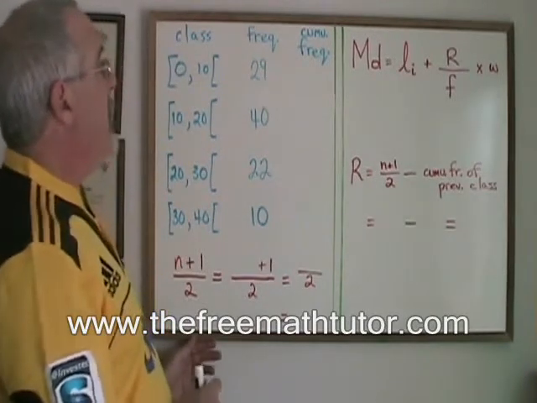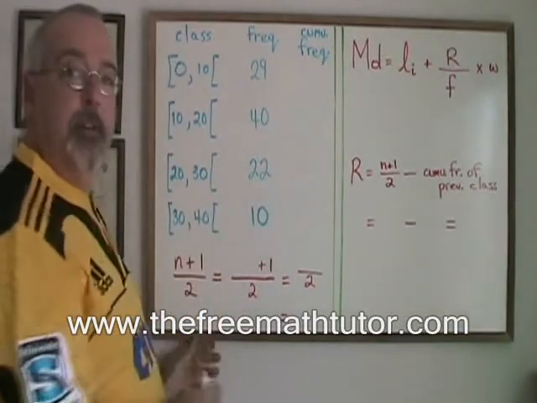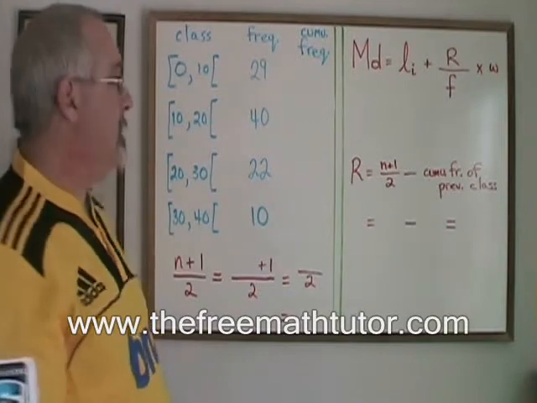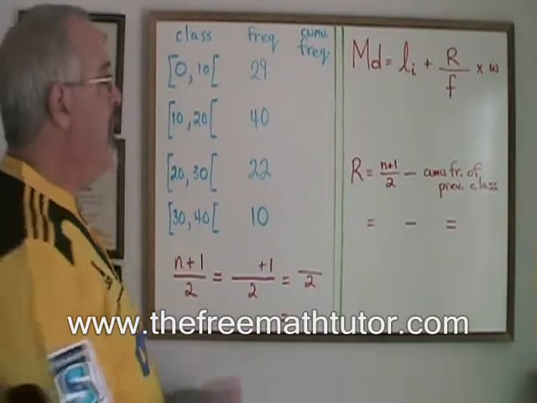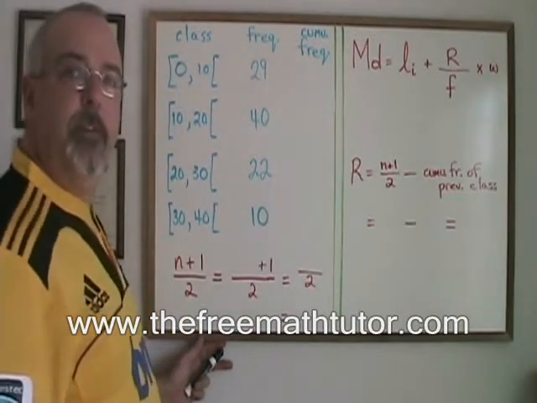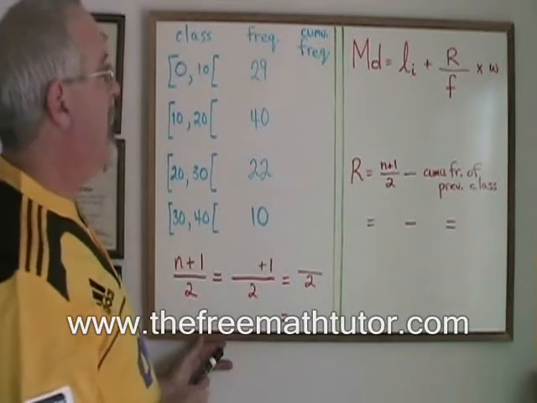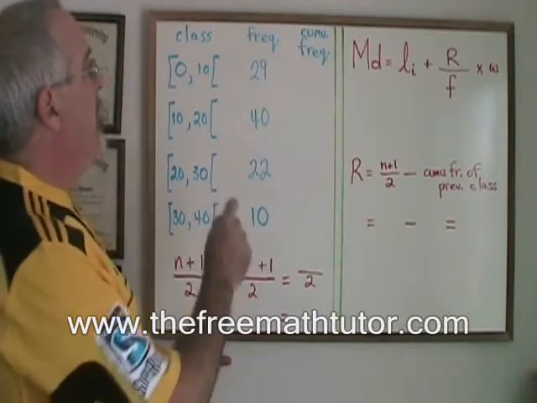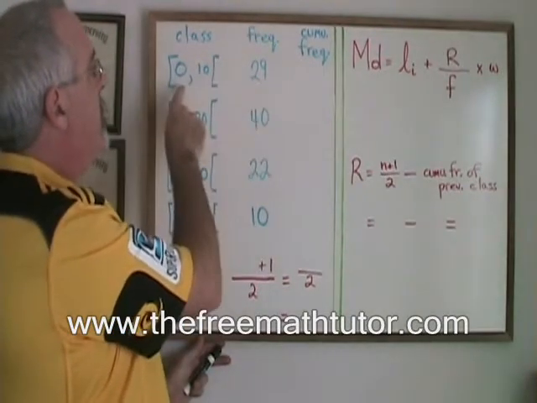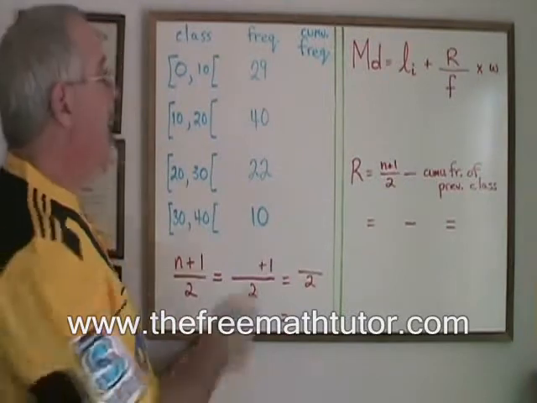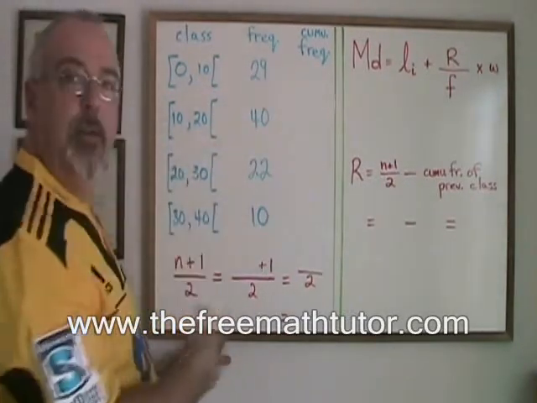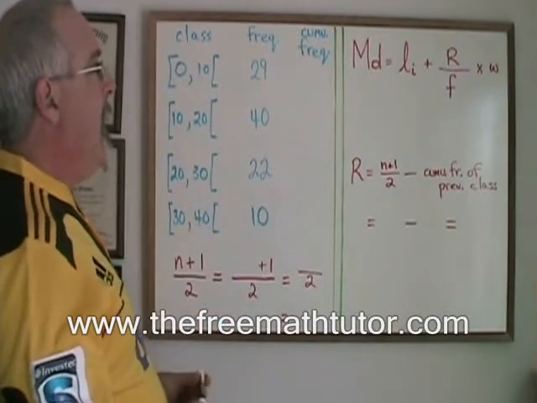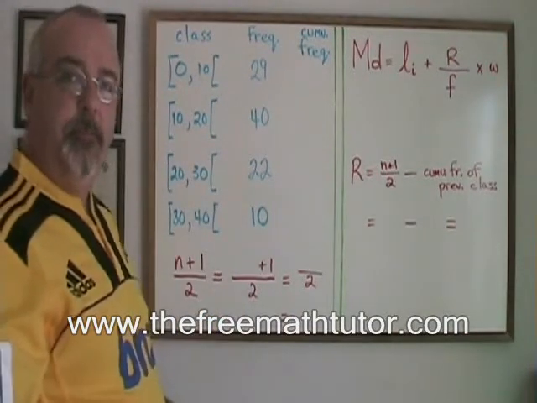Class data is when the data is broken into classes such that you don't know exactly what all of the individual data points are. Here I have a table that shows the number of years of marriage of 101 couples. We have surveyed the 101 couples and we have found that there are 29 couples who have been married for somewhere between 0 and 10 years, 40 who have been married between 10 and 20 years, etc. So the data is broken into classes, and we want to know the median of this data.